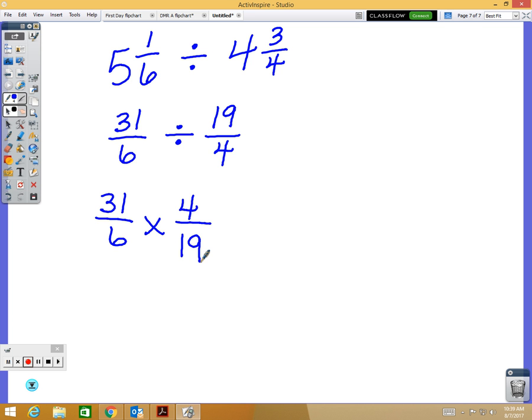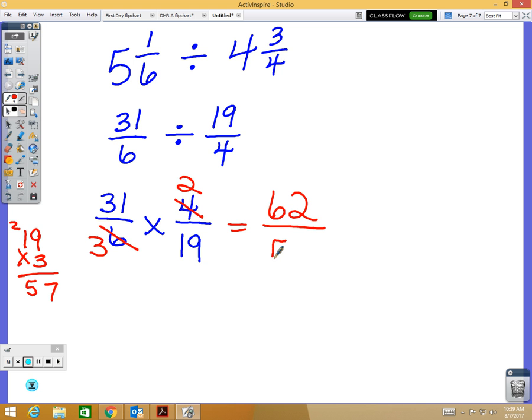Now that's going to help me some. It's not going to completely get rid of those 31s and 19s and make them easy to work with, but it is going to help some. So 4 divided by 2 is 2, and 6 divided by 2 is 3. So again, that will help me. Now I can multiply straight across. 31 times 2 is 62. And 3 times 19, it is 57.